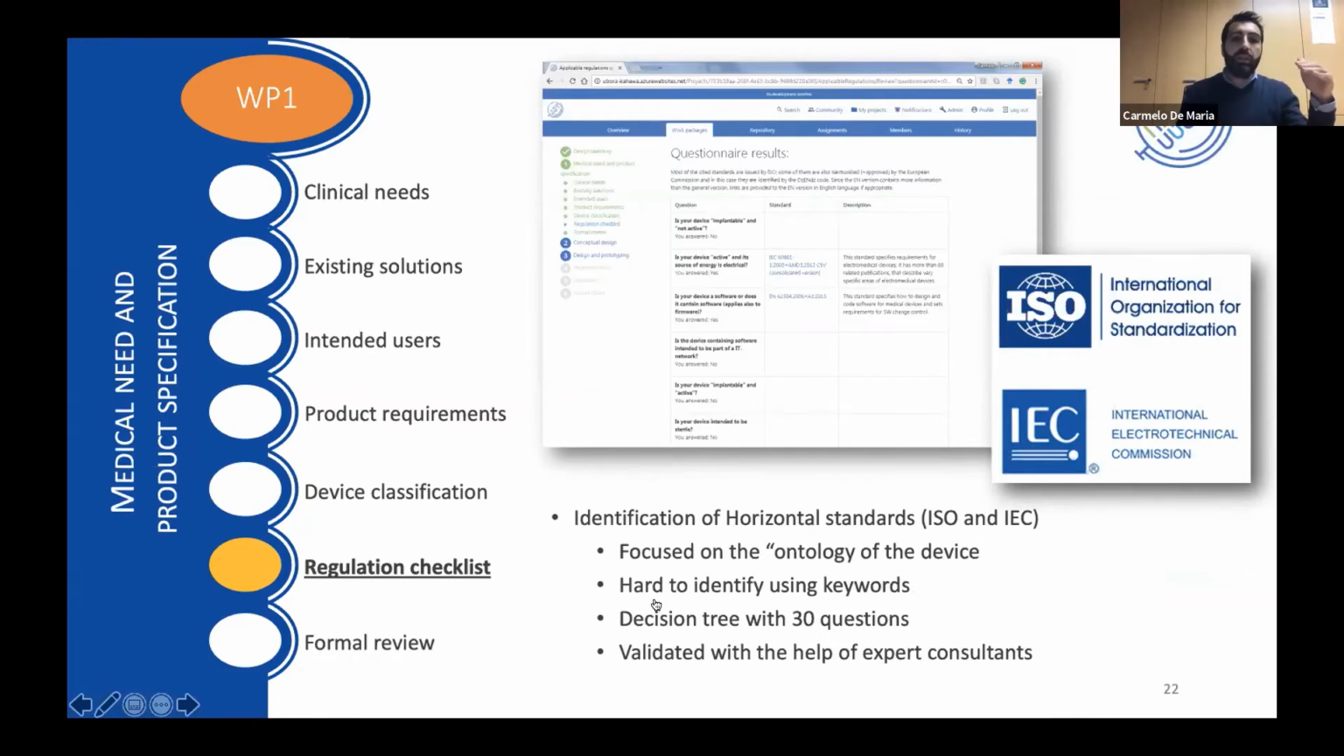that usually no one tells you apply. This is not something that you can identify with a Google search, looking for standards and hoping I'm a lucky person. No, you have to study, and usually it takes a lot of time. And this tool provides you with some horizontal standards.